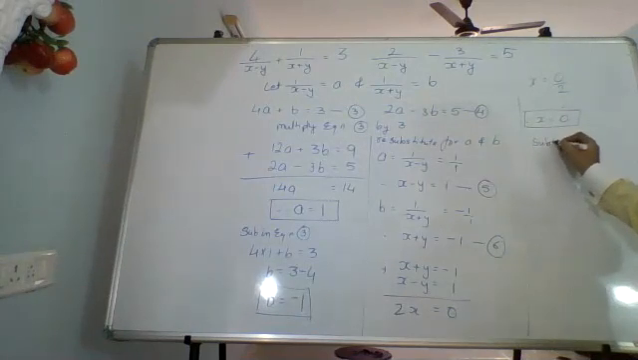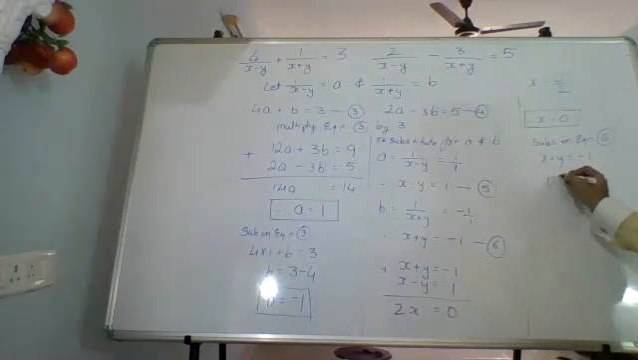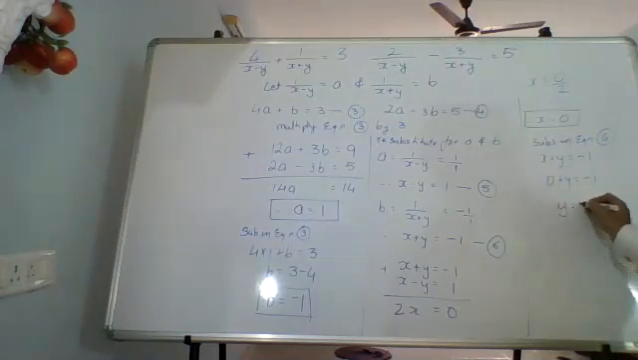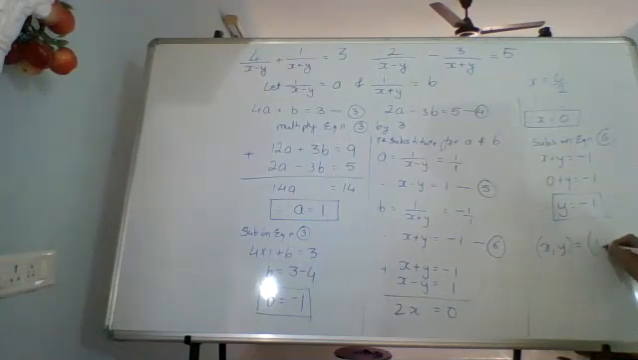Substitute in either 5 or 6, whichever. I'll substitute it in 6. So I'll have x plus y equals minus 1. 0 plus y equals minus 1. Therefore, y equals minus 1. So (x, y) is equal to (0, minus 1).